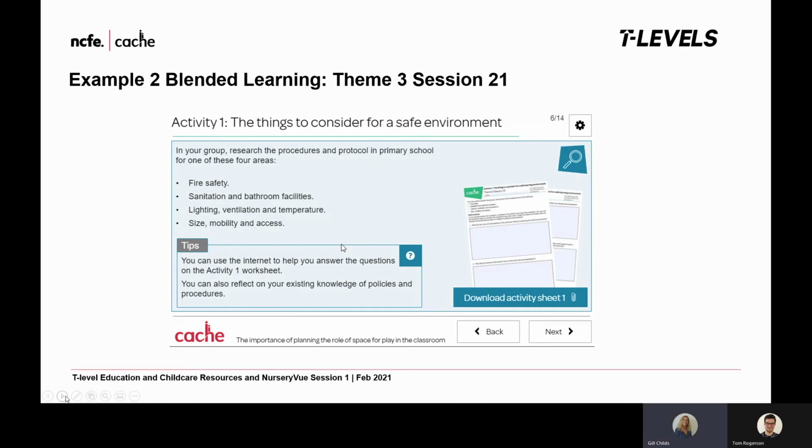This second example is staying with Theme 3, Session 21, where the purpose of the task is to ensure the students understand the importance of establishing safety before they embark on planning solitary, cooperative, and associated play in the classroom. The activity is designed to encourage the students to think about the factors that teachers have to consider when planning learning environments and why they think these factors are important. There are questions on the Activity 1 worksheet where students can use the internet for research or to reflect on their existing knowledge of policies and procedures.